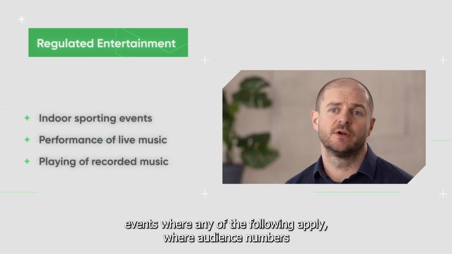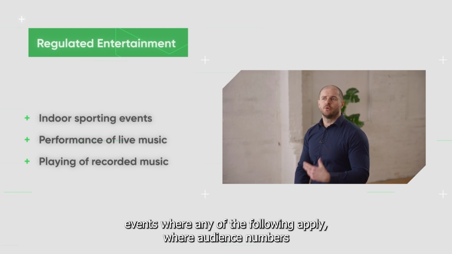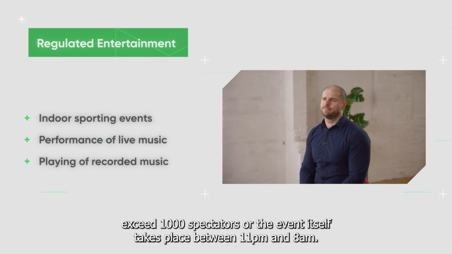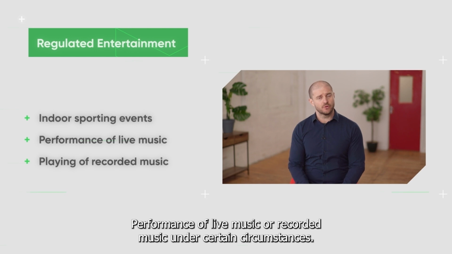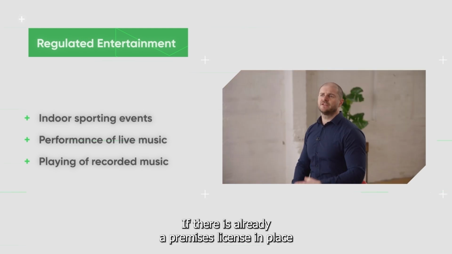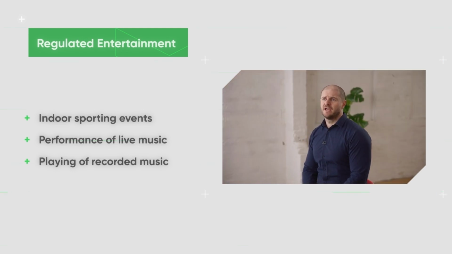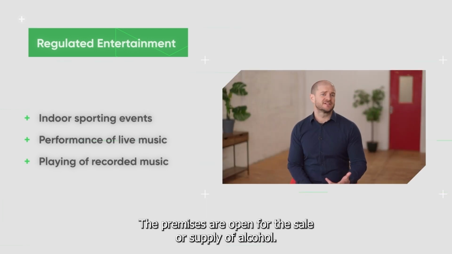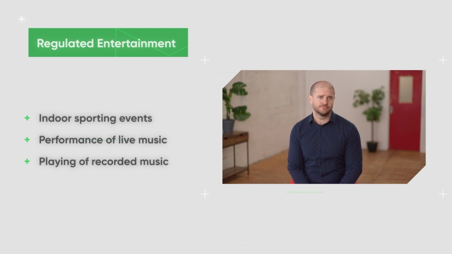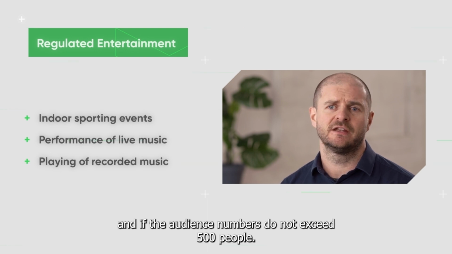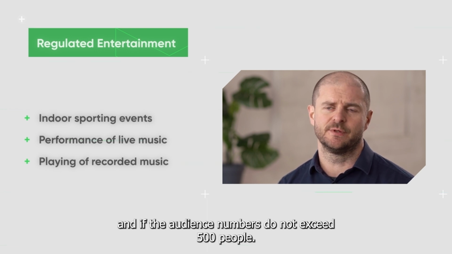Indoor sporting events, where any of the following apply. Where audience numbers exceed 1,000 spectators, or the event itself takes place between 11 p.m. and 8 a.m. Performance of live music or recorded music under certain circumstances. The following would be exempt from this. If there's already a premises license in place, which already allows the sale of alcohol and consumption on site, the premises are open for the sale or supply of alcohol, any live music being performed between 8 a.m. and 11 p.m., and if the audience numbers do not exceed 500 people.